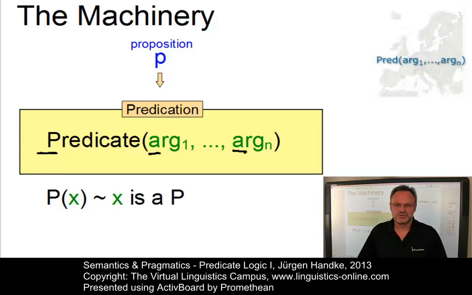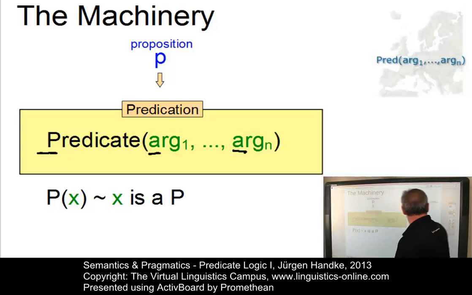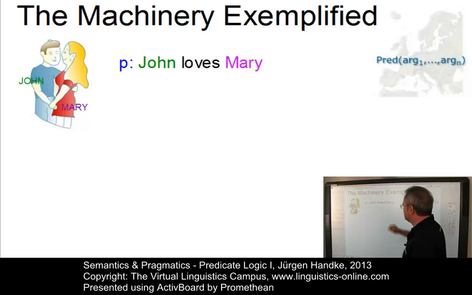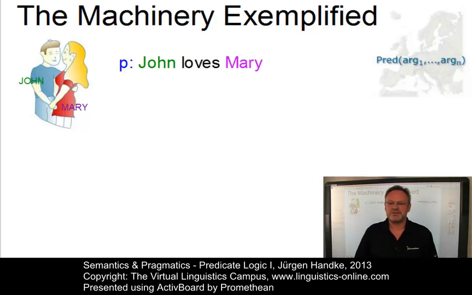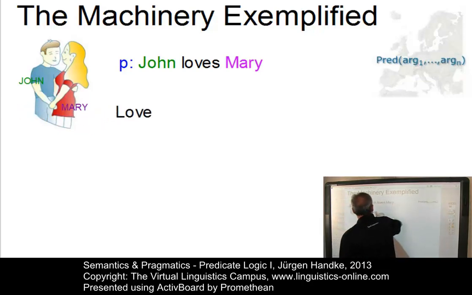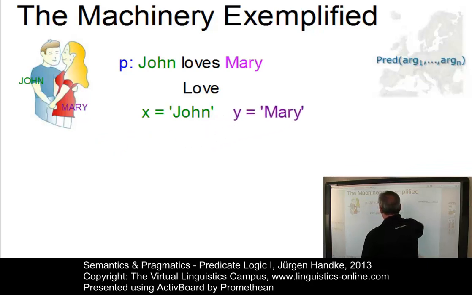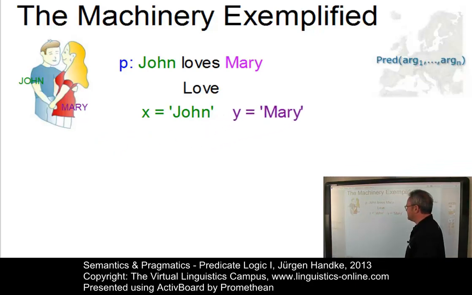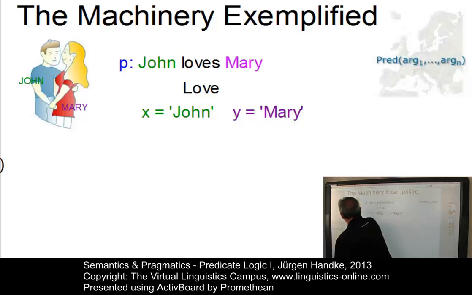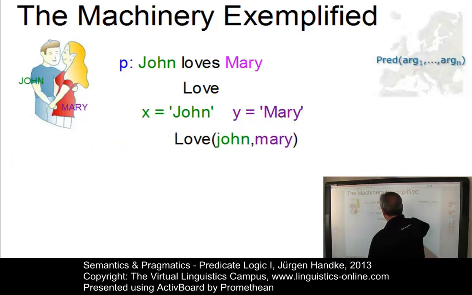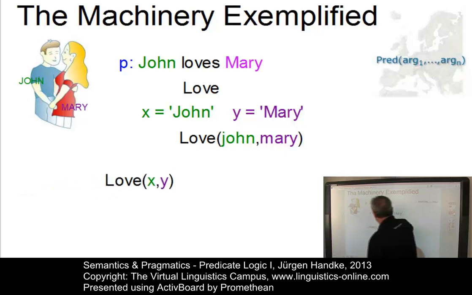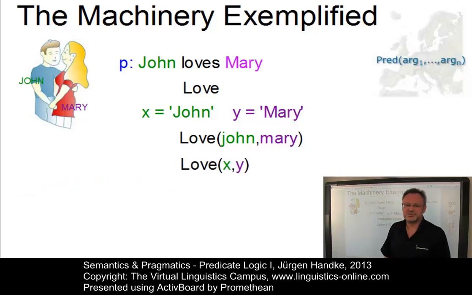So let's look at an example to illustrate this in more detail. The proposition John loves Mary can be broken apart into the following components: a predicate love and two arguments, John and Mary. So X would be John and Y is Mary. The corresponding predication would look like this: love John Mary, or with variables, love X Y.